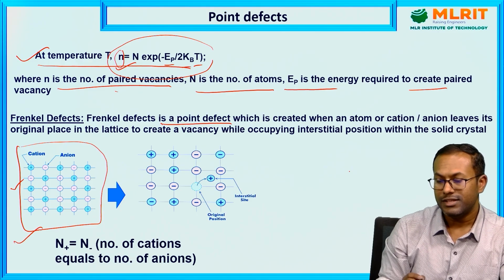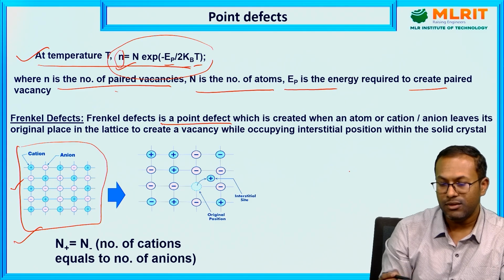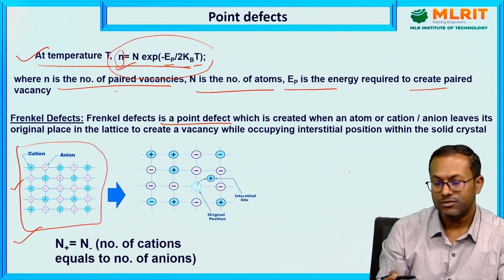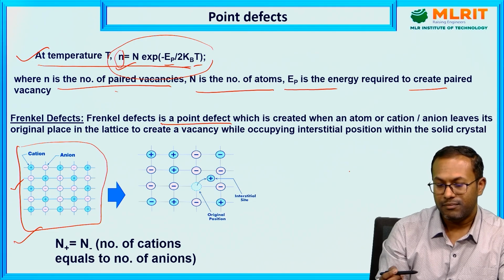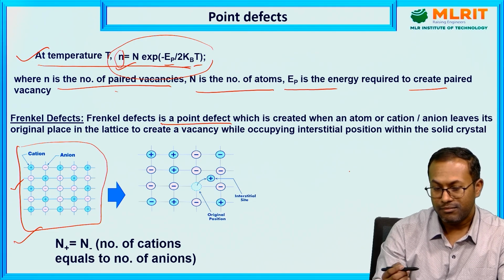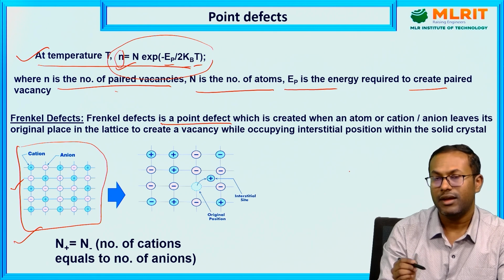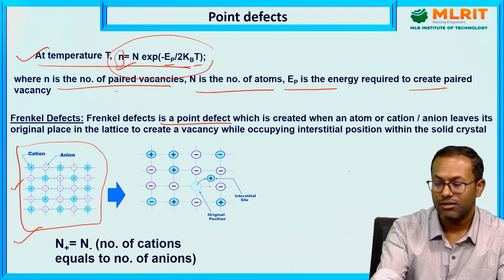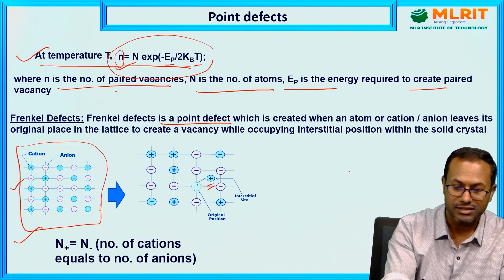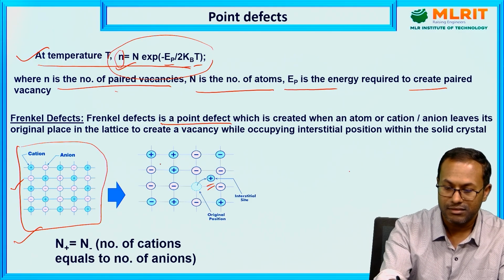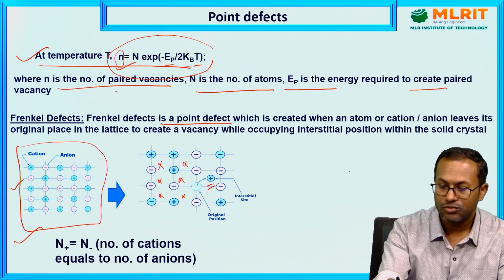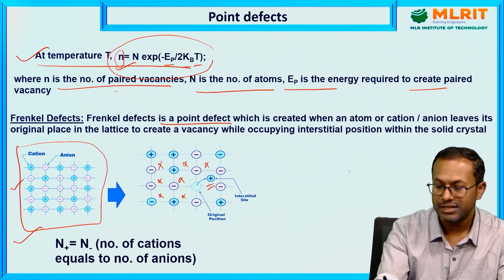Now, what is a point defect telling? Suppose any one of the cationic or anionic places is misplaced, and it sits on an interstitial position. What is an interstitial position? Suppose this is symmetric. Interstitial positions are between four atoms. These are the interstitial positions. These are the places between consecutive atoms or ions.